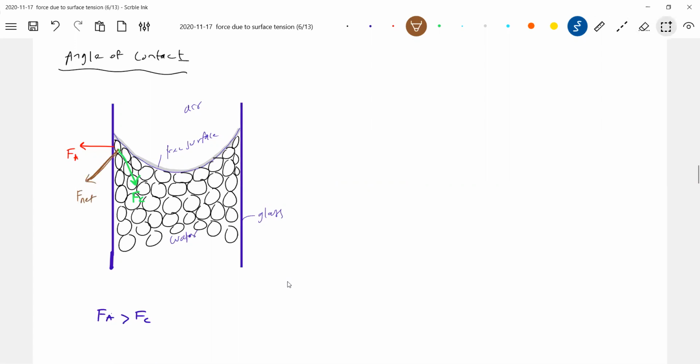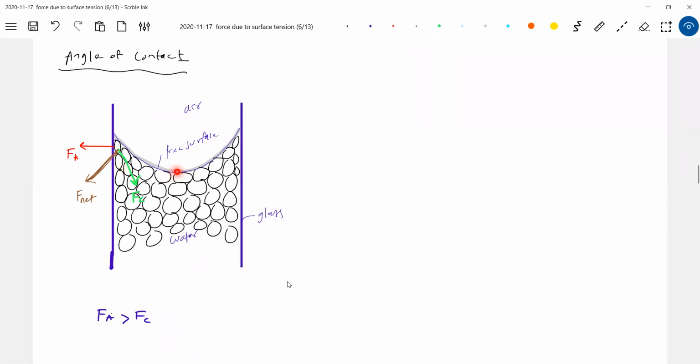Now we have to ask questions. Why is the free surface like that? You know what the property of a free surface is? It will always align itself perpendicular to the net force. Do I agree? Since FA is greater than FC, the resultant force will be more towards FA. Therefore, the force will subtend a lesser angle with the adhesive force than with the cohesive force.